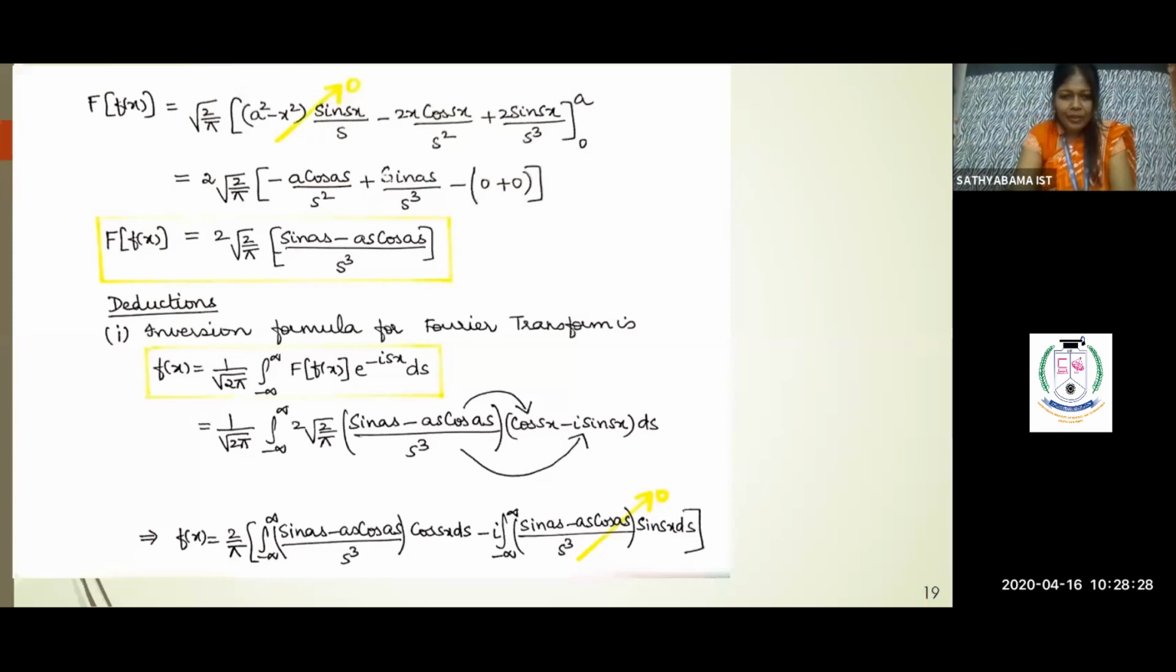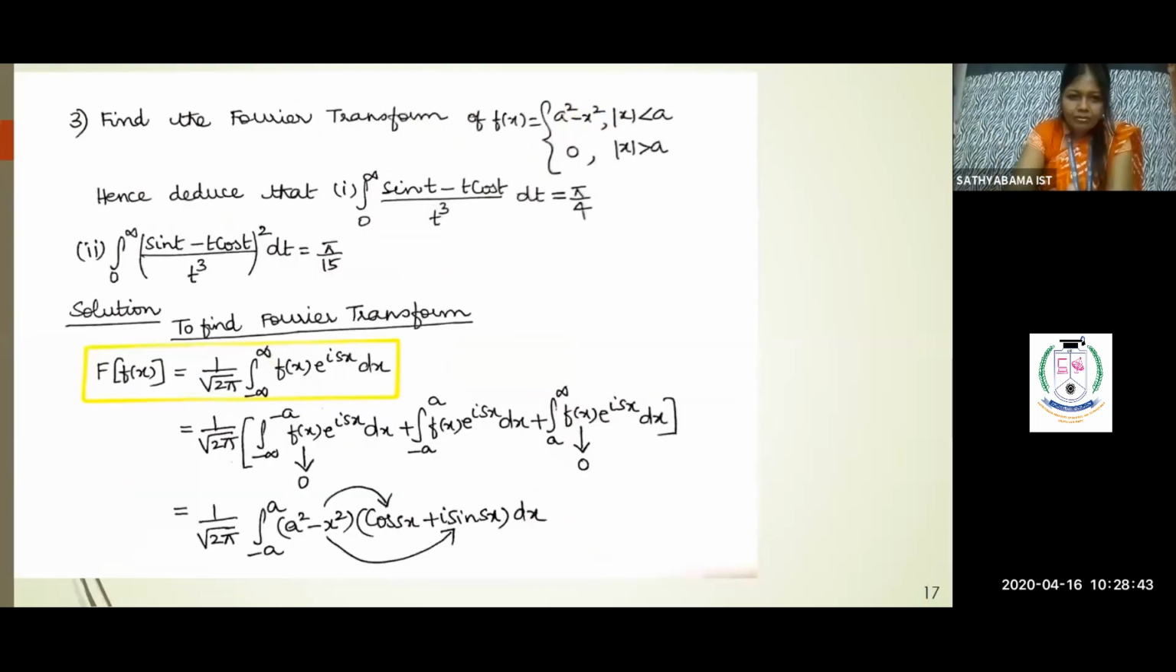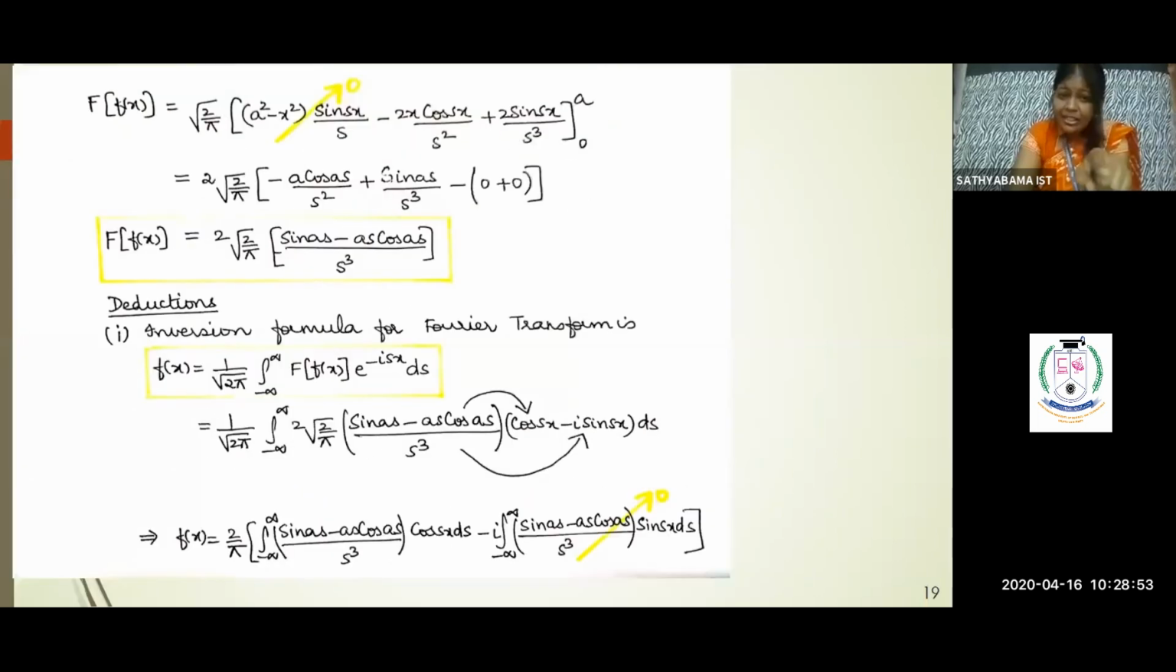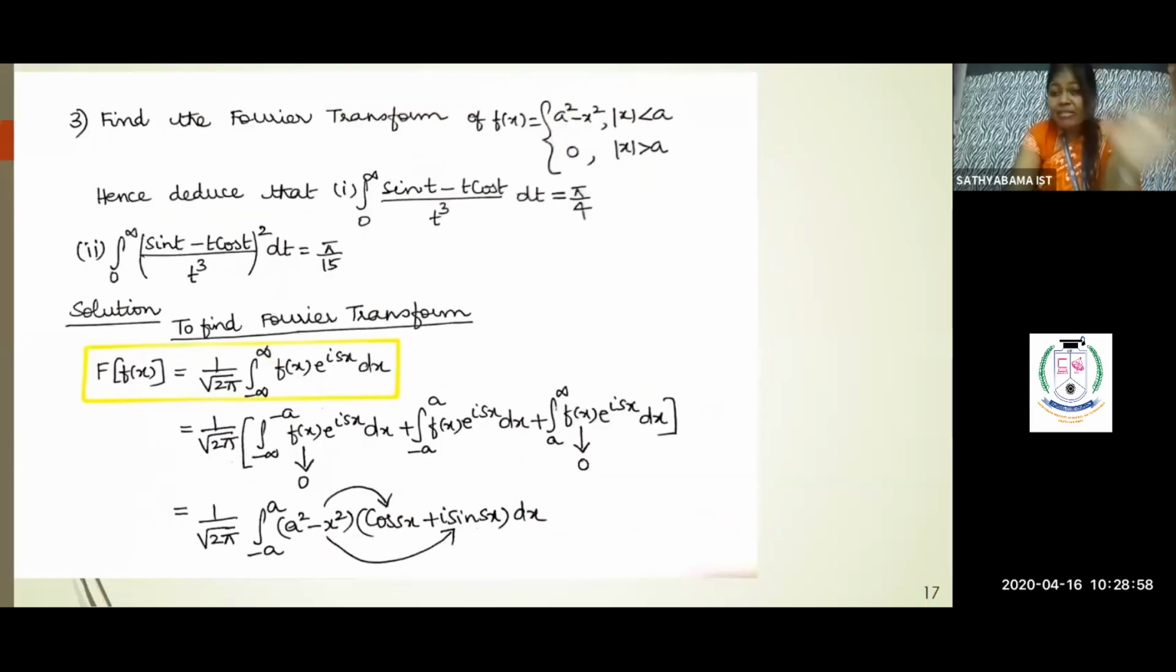Now you are going to tell me. Now look at f of s. Look at the third step. What do we have in f of s? Sine sa minus sa cos sa by s cube. So we basically have sine sa minus sa cos sa divided by s cube. Now look at the question. Look at the first deduction, sin t minus t cos t by t cube. That's exactly what we have here, isn't it? So how will you prove the first result? You will use inversion formula. If you have exactly f of s in the integral, simply go for inversion formula.